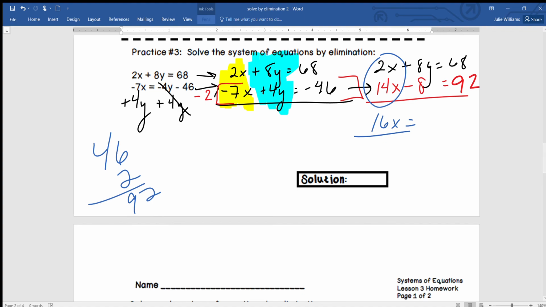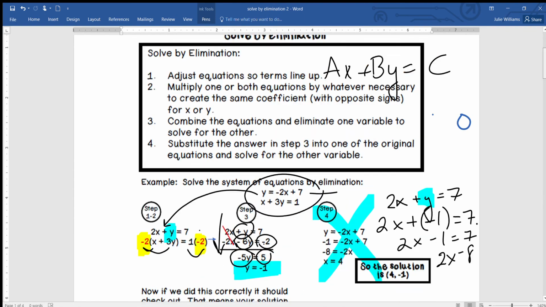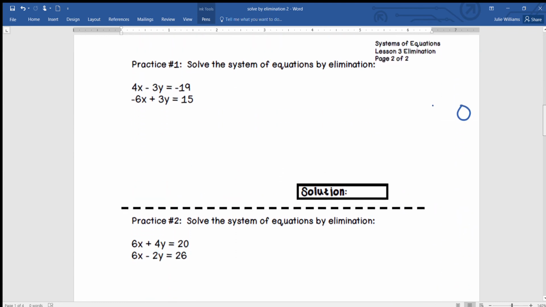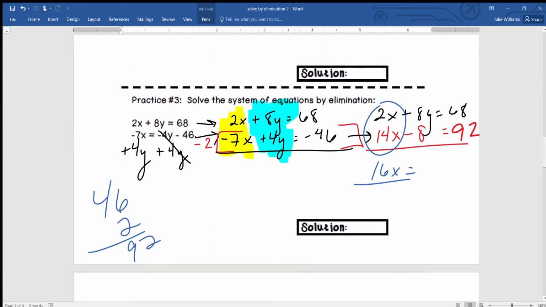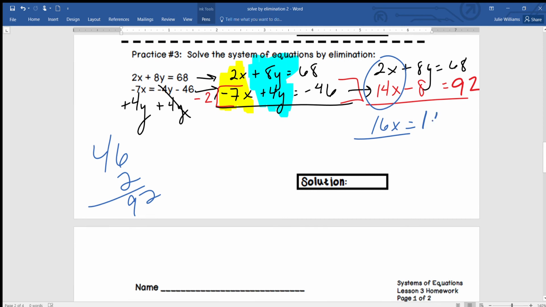So get my blue pen here. All right, so that is one. Oopsie. That is 160. There we go. Divide both sides by 16, and you get x is equal to 10.